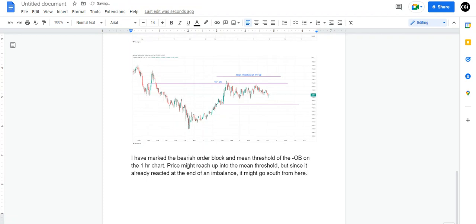So once it takes out the sell side liquidity outlined above, it is safe to look for entries, right?